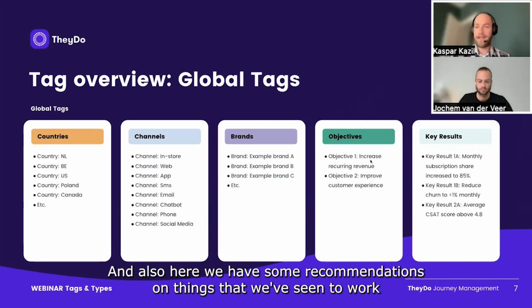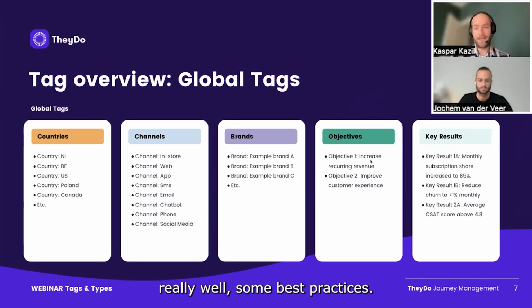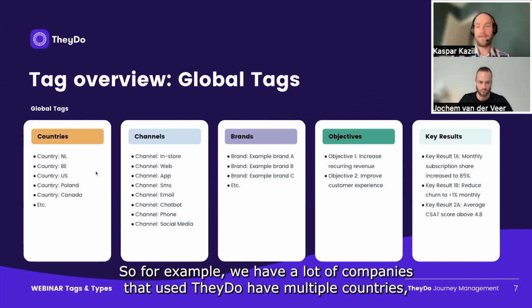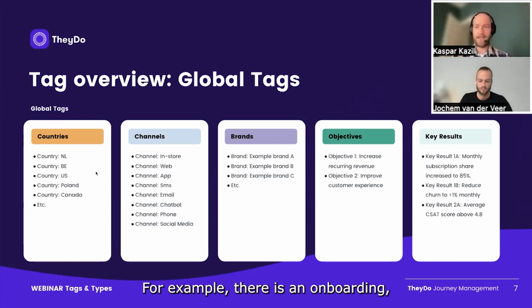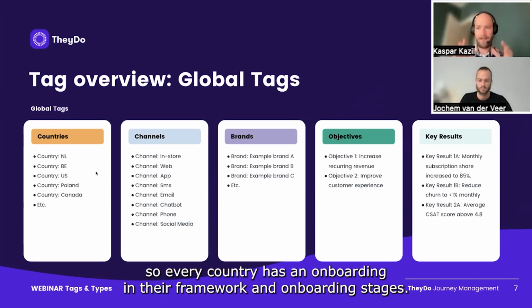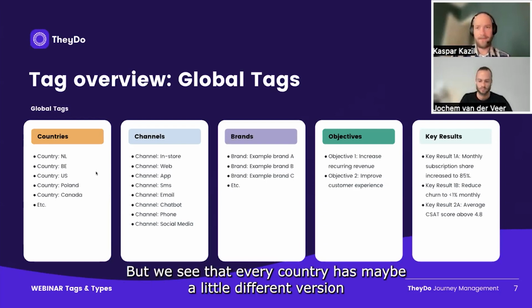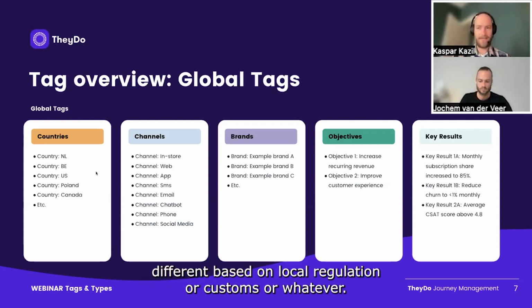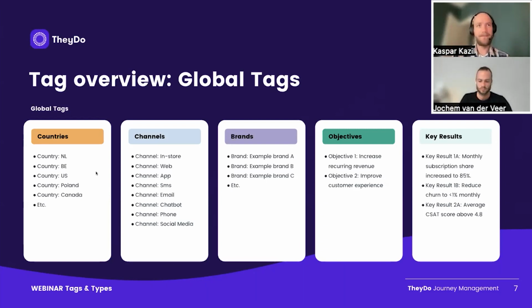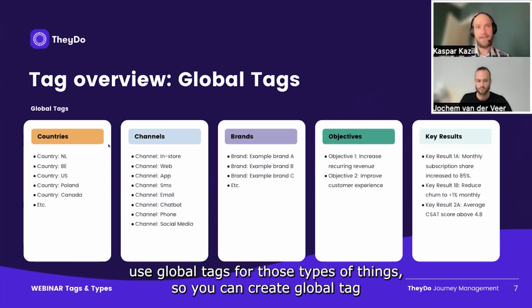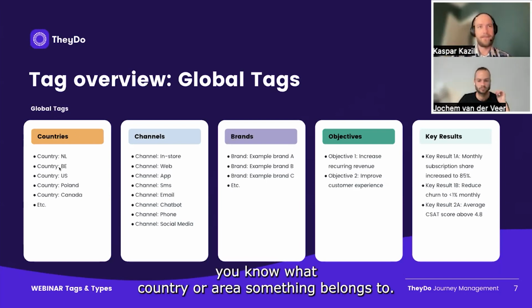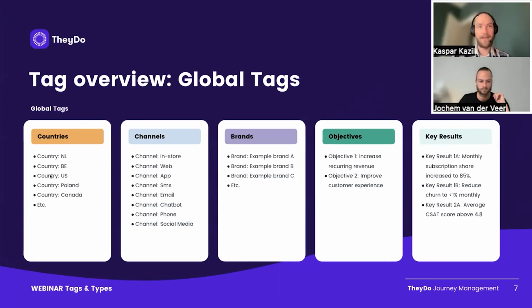And also here we have some recommendations on things that we've seen to work really well, some best practices. So for example, we have a lot of companies that use TheyDo that have multiple countries, but they might see, hey, we have some different variations. For example, there's an onboarding. So every country has an onboarding stage in their framework. But we see that every country has maybe a little different version of that onboarding, because the steps might be different based on local regulation or customs or whatever. So if you want to tag that, we would recommend to use global tags for those types of things. So you can create global tags using what country or area something belongs to.